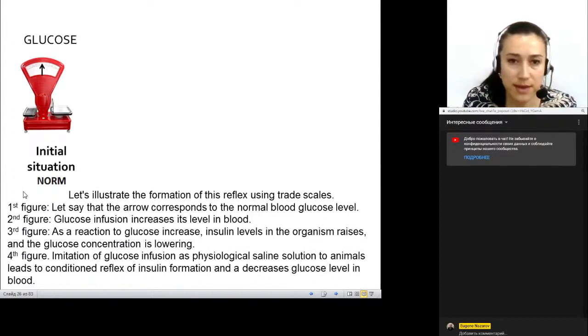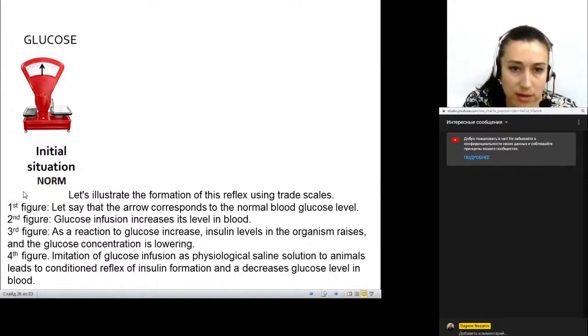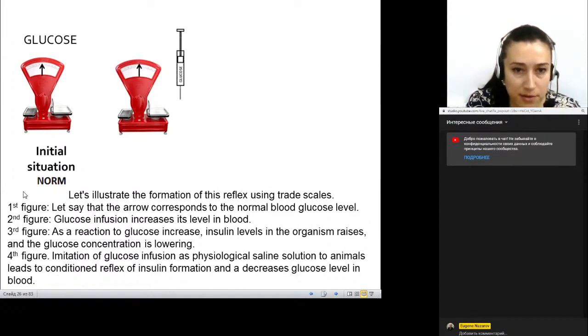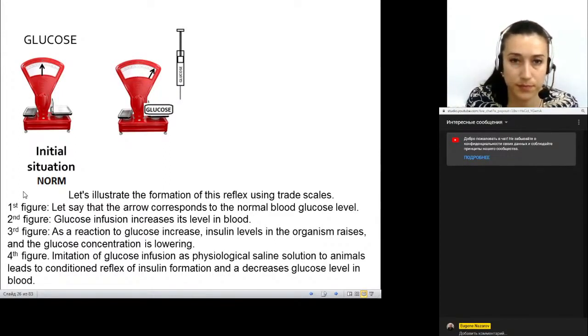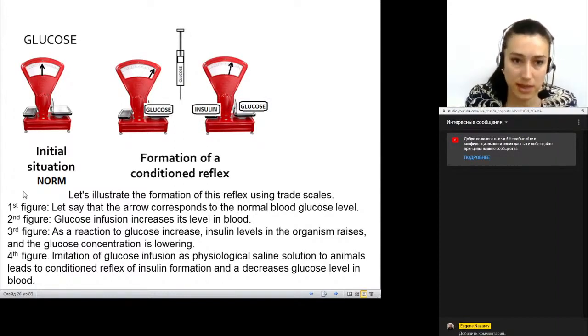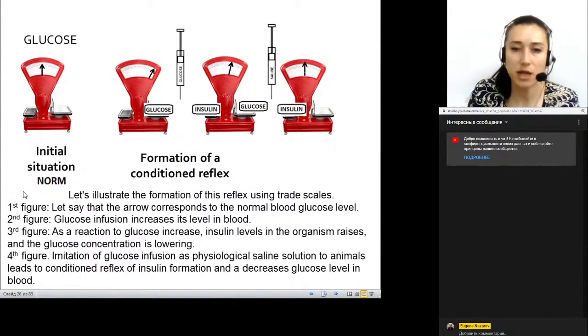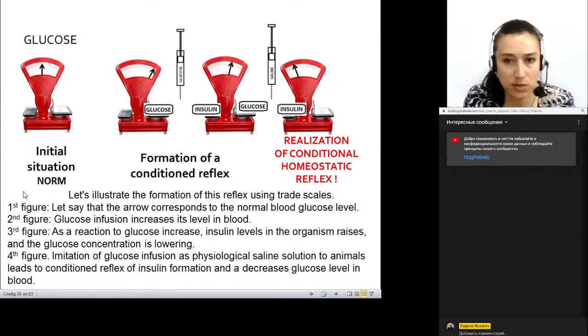So let's illustrate the formation of this reflex. We took trade scales. The first figure shows, let's say, that the arrows correspond to the normal blood glucose level. In the second figure, glucose infusion increases its level in the blood. The third figure shows the reaction to the glucose increase: the insulin level in the organism rises and the glucose concentration is lowering. The fourth figure shows that imitation of glucose infusion with a physiological saline solution in animals leads to a conditional reflex of insulin formation, and it decreases the glucose level in the blood.